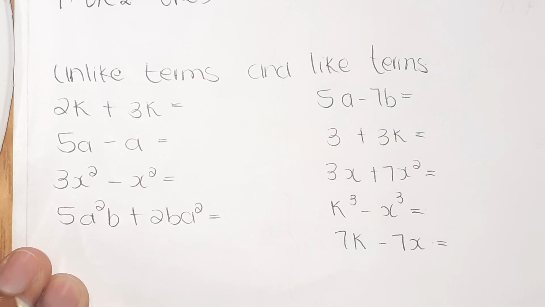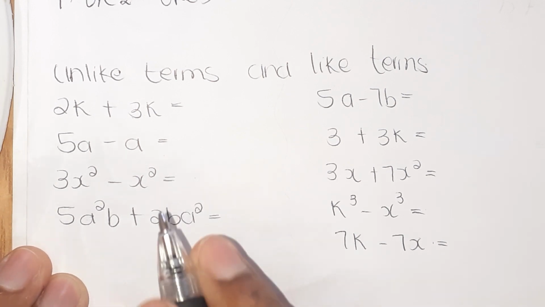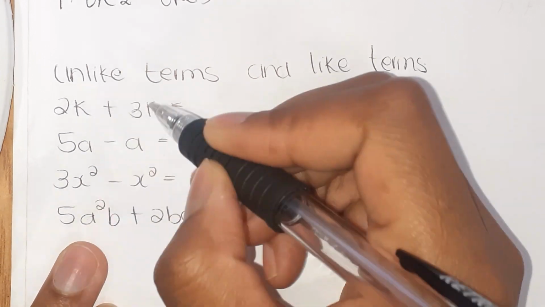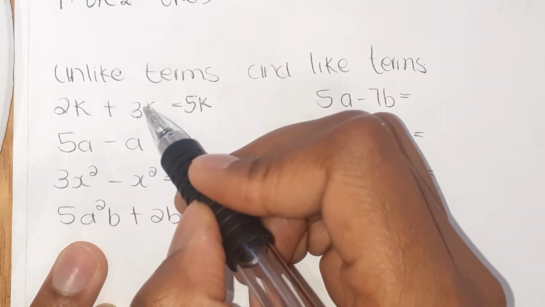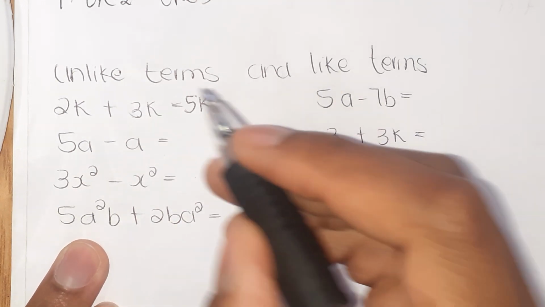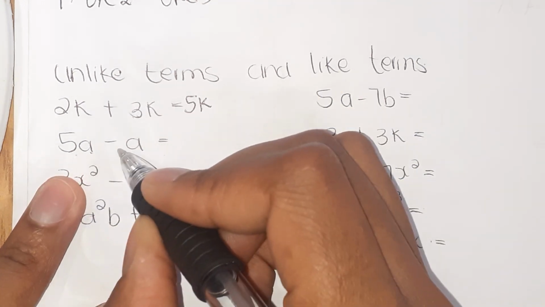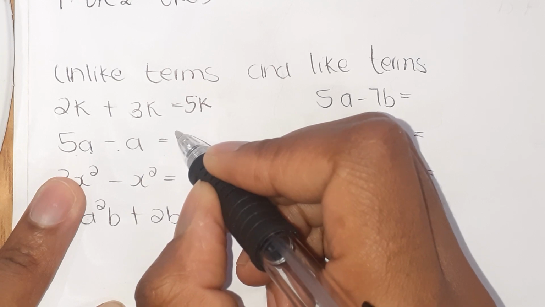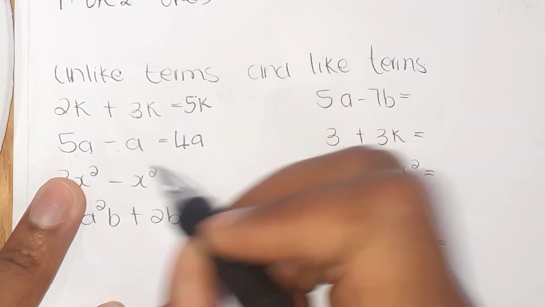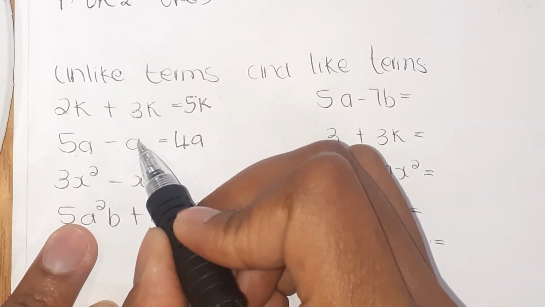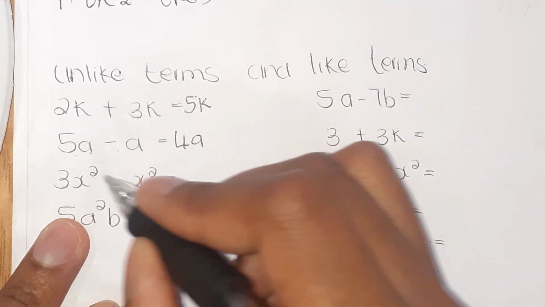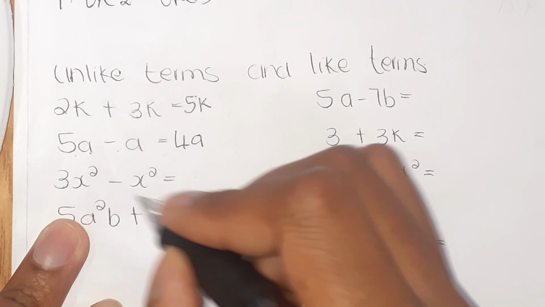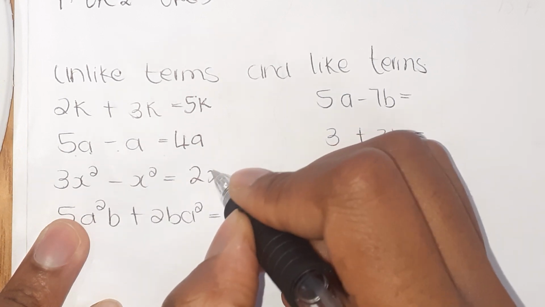I talked about variables and constants. Please watch that video. Very informative, so that you can know this one. So we say 2k plus 3k, that's 5k. It's 2 cats plus 3 cats, that's 5 cats. So we have 5a minus a, that will be 4a. 5 cats, you take out 1, you're left with 4. Now we have 3 cows and 1 cow. So 3 cows minus 1 cow, that's 2 cows.